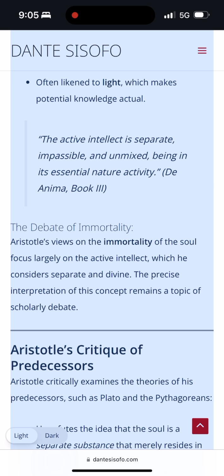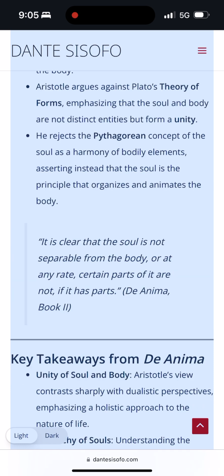Aristotle's critique of predecessors. Aristotle critically examines the theories of his predecessors, such as Plato and the Pythagoreans. He refutes the idea that the soul is a separate substance that merely resides in the body. Aristotle argues against Plato's theory of forms, emphasizing that the soul and body are not distinct entities but form a unity. He rejects the Pythagorean concept of the soul as a harmony of bodily elements, asserting instead that the soul is the principle that organizes and animates the body. It is clear that the soul is not separable from the body, or at any rate, certain parts of it are not, if it has parts.